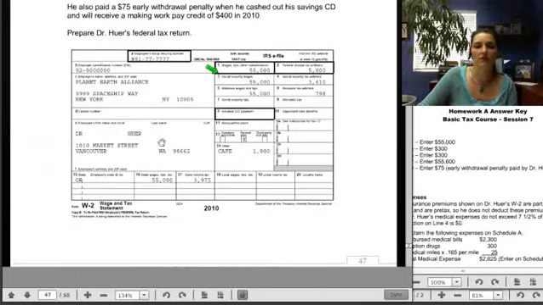Here is his W-2 showing $55,000 of income. He has a cafeteria plan at work, and that's essentially being used to pay his health insurance premiums, and he has a retirement plan at work.